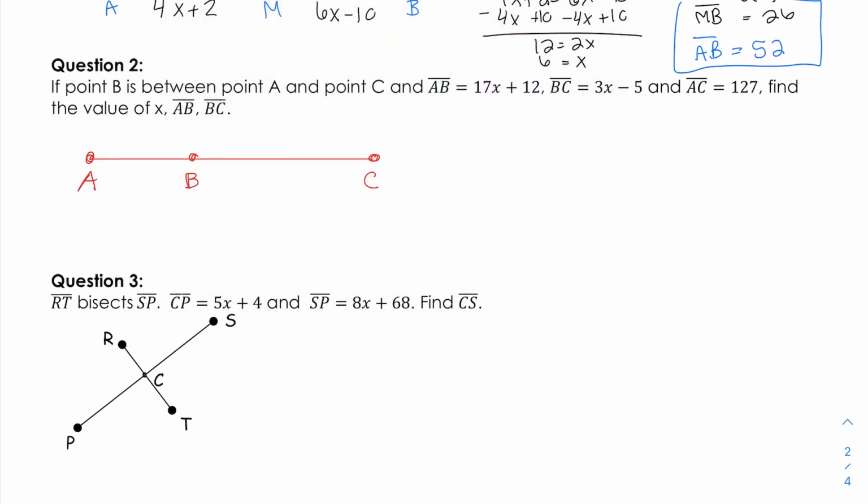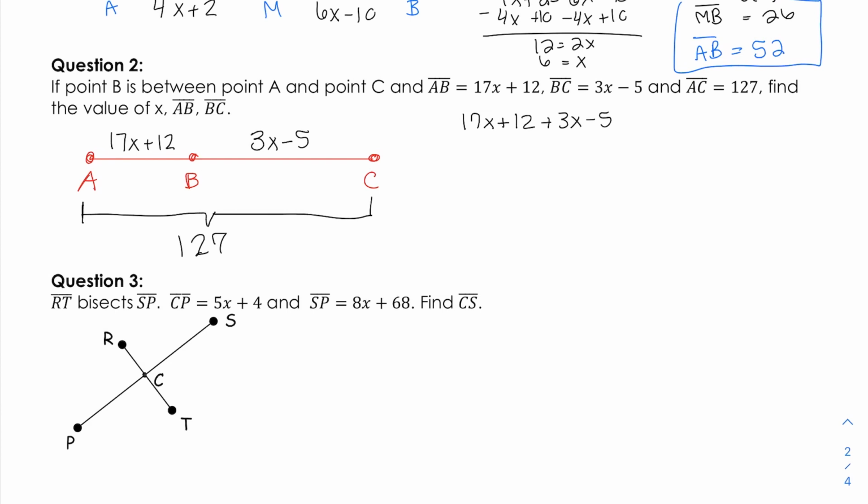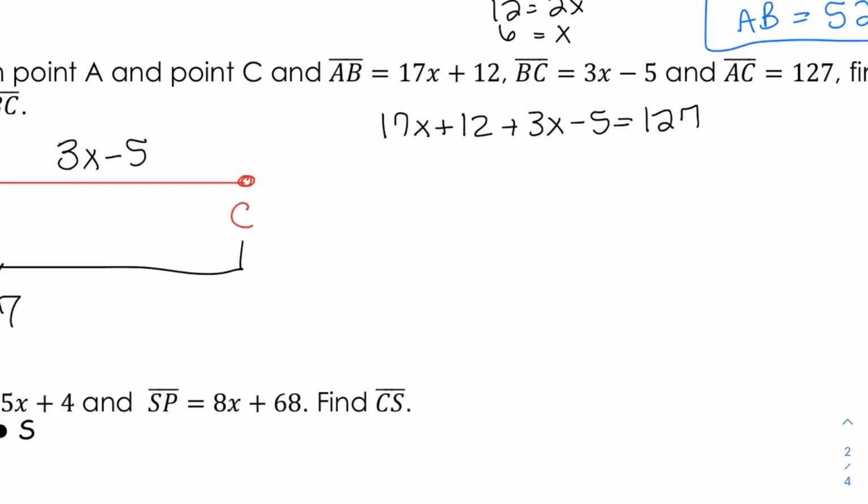Then I have AB equal to 17x plus 12, BC equal to 3x minus 5, and AC equal to 127. That's that whole thing, from A to C is 127. I want to find the value of x, segment AB, and segment BC. To do that, I'm going to do part plus part equals the whole. So I have 17x plus 12 plus 3x minus 5 equal to 127.